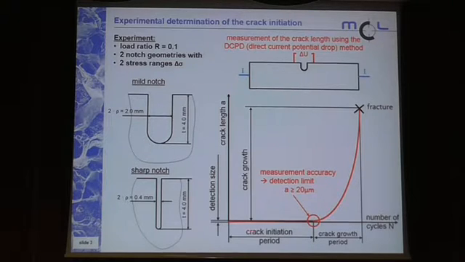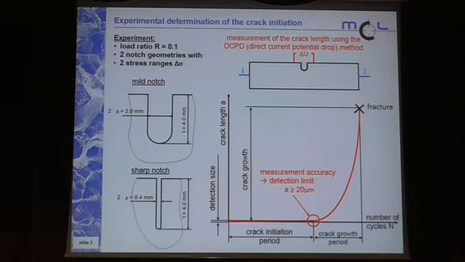So, what is the idea behind? We can see it in this sketch. The red line means the crack length. So the crack will start to grow at a certain point and then grow until it fractures. So we can distinguish the lifetime of the specimen into a crack initiation period and a crack growth period. Here it is written that we assume that when the crack is 20 microns long, the crack is initiated.